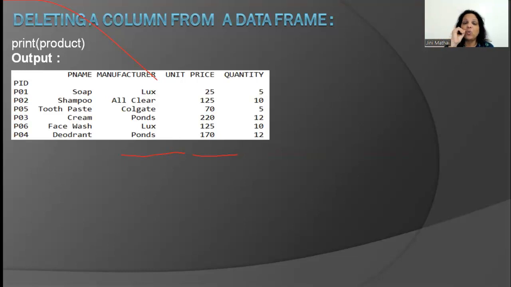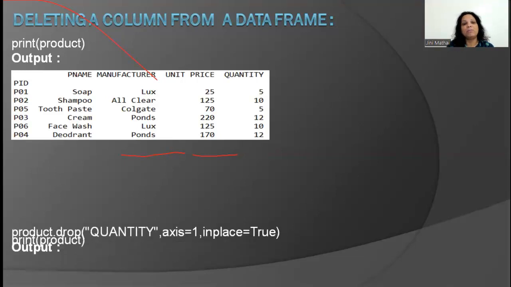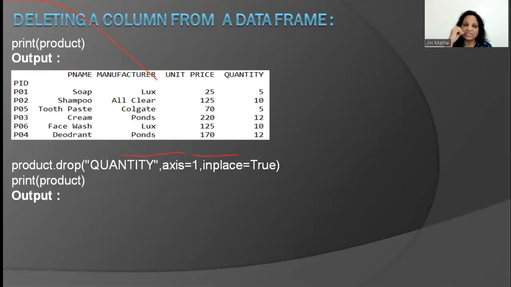Then in that scenario, what can I do? For that, we make use of another parameter with the drop method. It's called inplace. Now, if you look at this statement, I've not written the drop method with the print command. I wrote product.drop, the column I wanted to drop, which is quantity, axis is equal to 1 because I'm not dropping a row, I'm dropping a column, and columns are on axis 1. Inplace is equal to true. Now, this is the most important thing here.